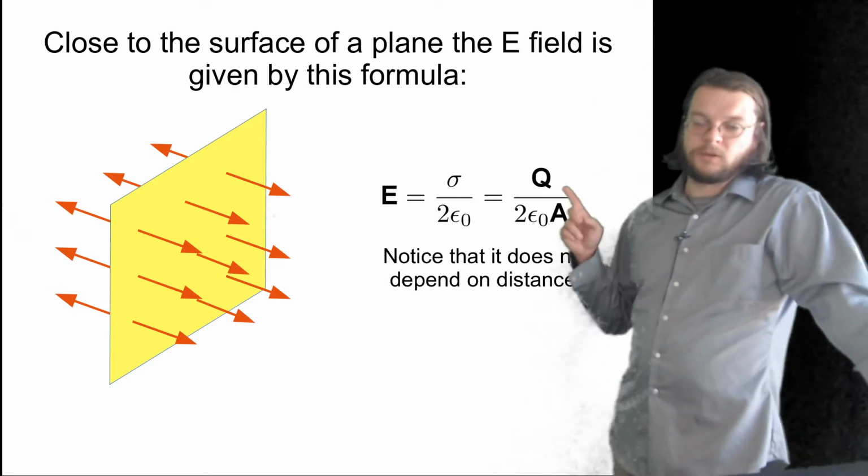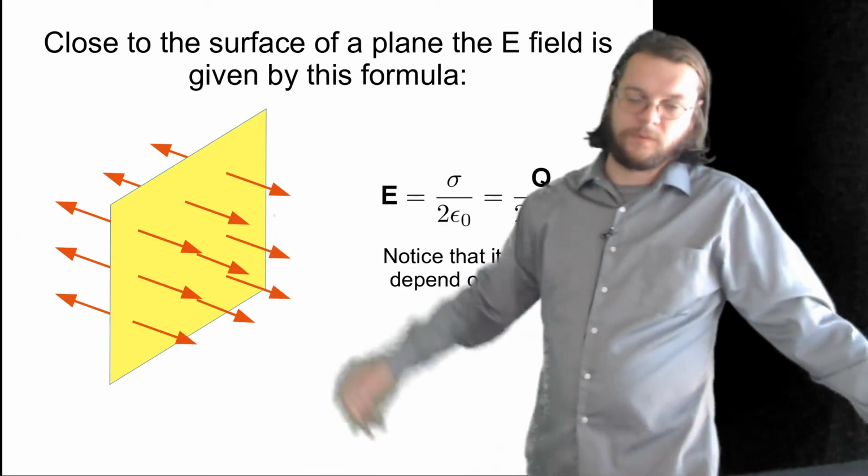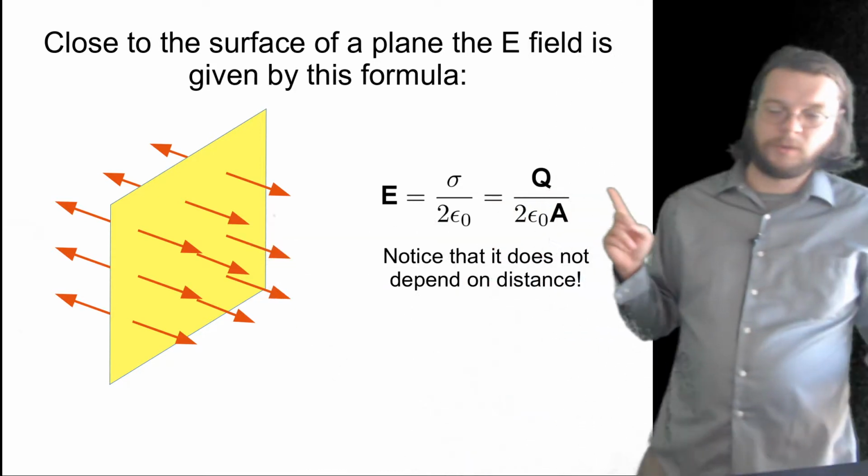All right. So it's the charge divided by the total area of the metal sheet. Interestingly, it does not depend on the distance.